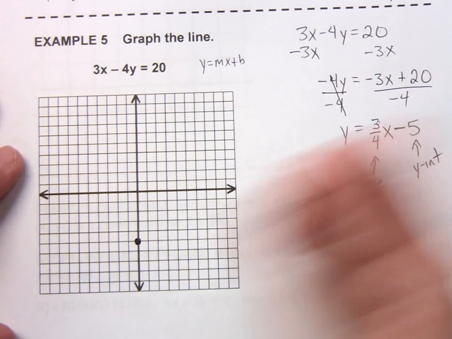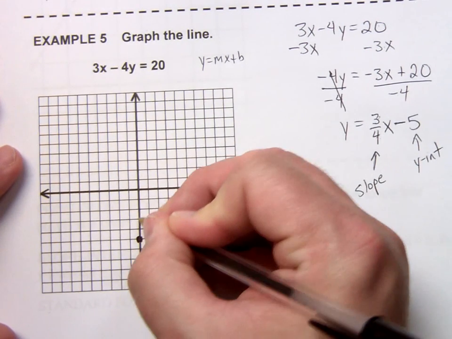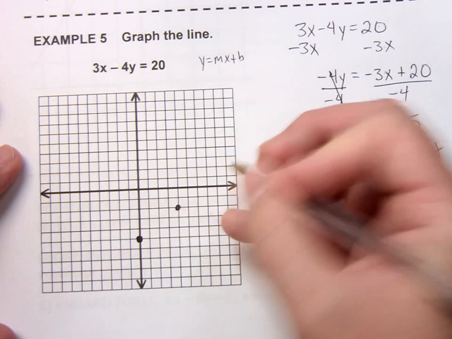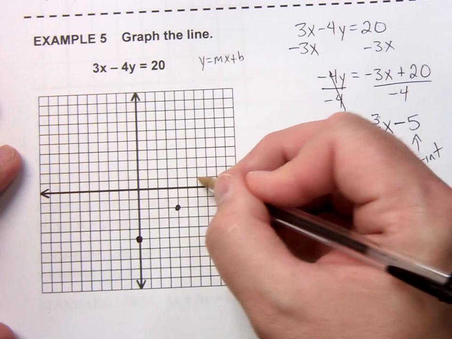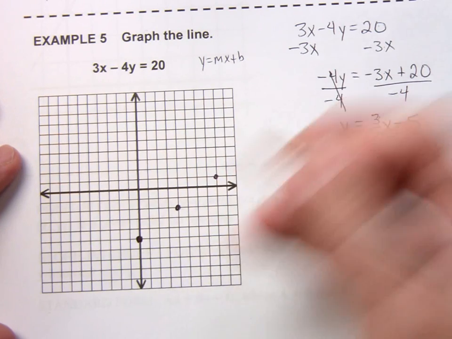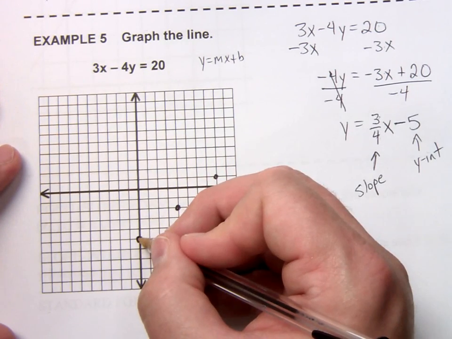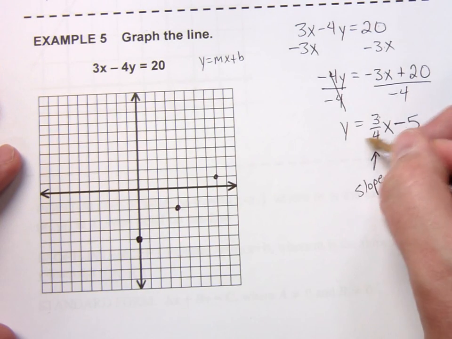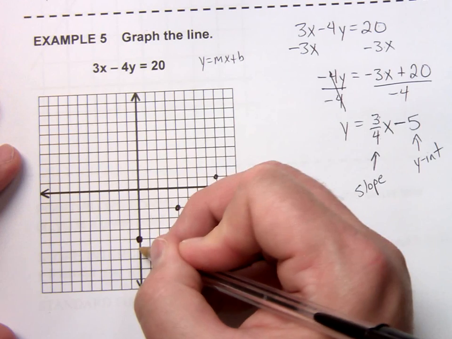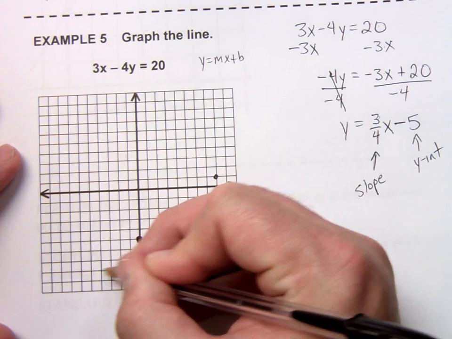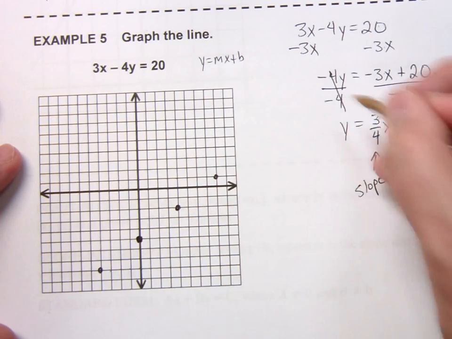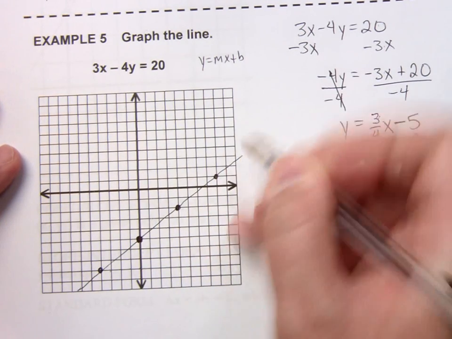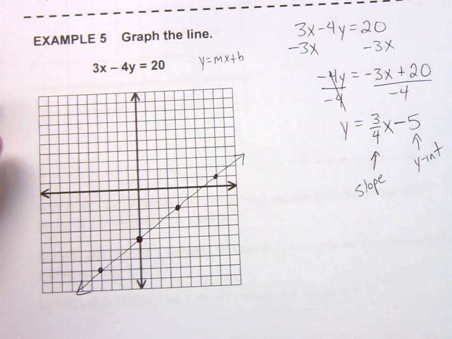So from that point I'm going to go up 3, 1, 2, 3, over 4, 1, 2, 3, 4. There's another point on the line. And I can keep doing that. And I can even work backwards if I want. Instead of going up and right, I can go down and left. And it'll go in the same line because a negative divided by negative would still be positive. So if I go negative in both directions, it still gives me that same positive slope. And then you just connect your dots, draw your line, and there is the graph of that line.